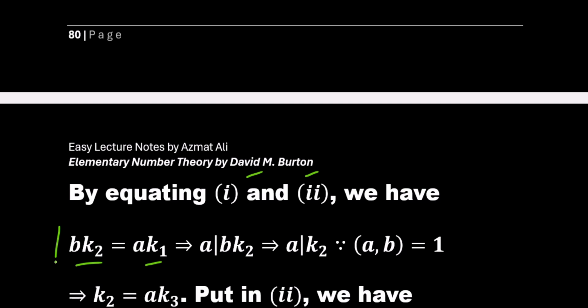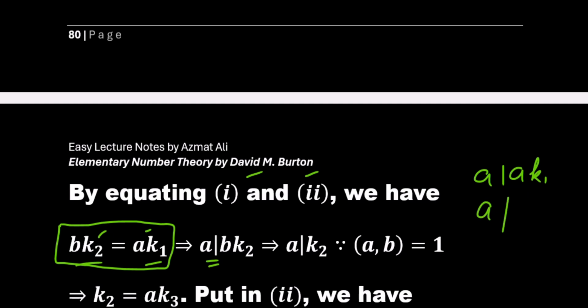This equation shows there are two products here. One is BK2 and the other is AK1. Both are equal. This implies that A must divide BK2. How is this possible? You can notice that. Do you agree that A divides AK1? Yes, A must divide AK1. But AK1 is equal to BK2. It means by replacing AK1 with BK2, this implies A divides BK2.